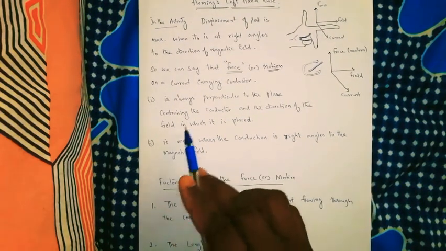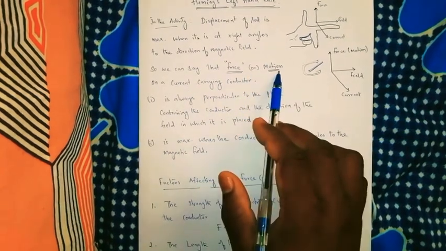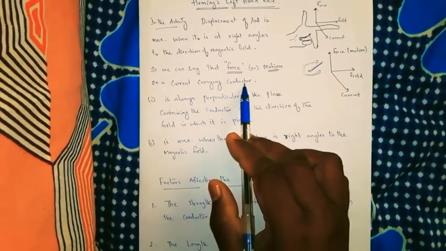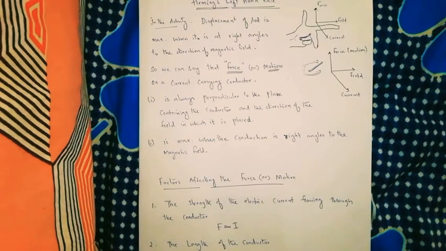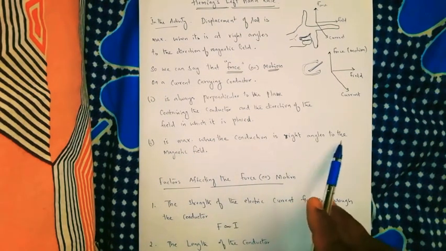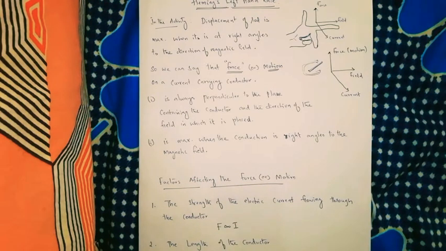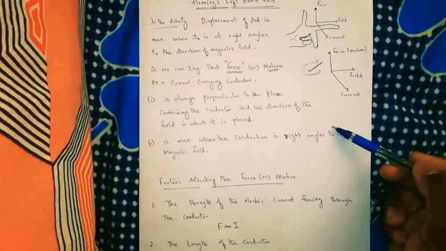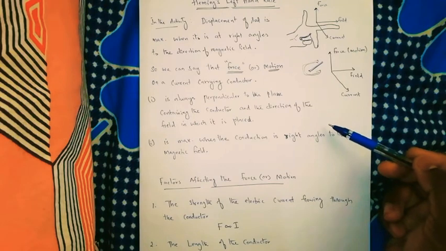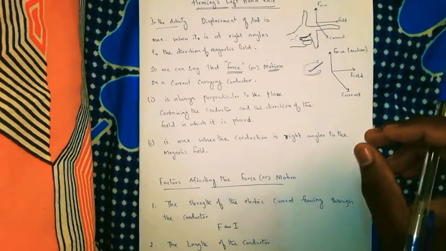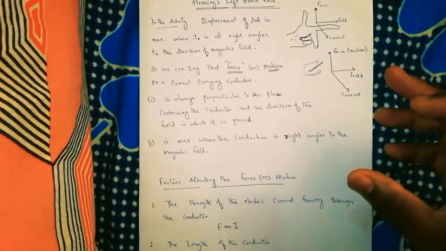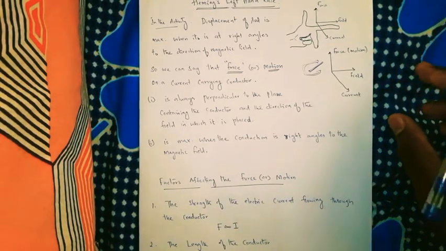Second thing, the force or motion on the current carrying conductor is maximum. When will it become maximum? When the conductor is at right angles to the magnetic field. If it is at right angles to the magnetic field, you can find it is moving properly, in other words, the force will be maximum. Okay, that is what we are going to learn.